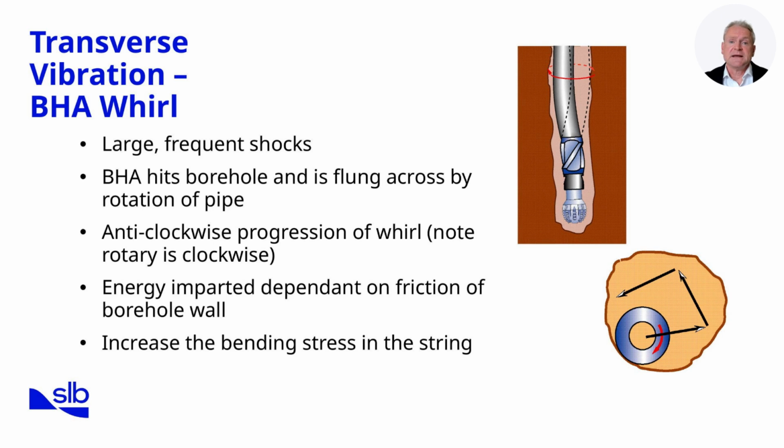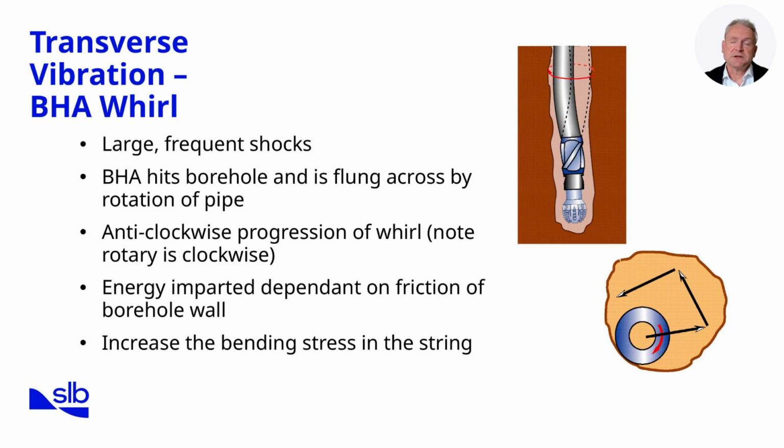BHA whirl is an escalation of transverse vibration where the entire assembly, not just the bit, moves laterally within the borehole. This slide highlights several key features of BHA whirl. First, the shocks are both large and frequent. As the pipe rotates, the BHA impacts the borehole wall and is then flung across to the opposite side. This process repeats rapidly, generating extremely high energy impacts.